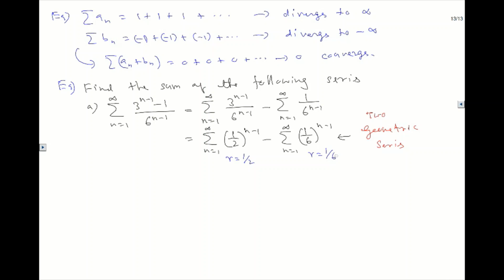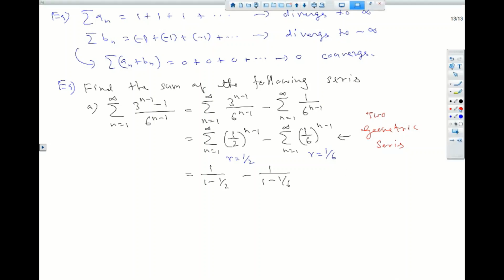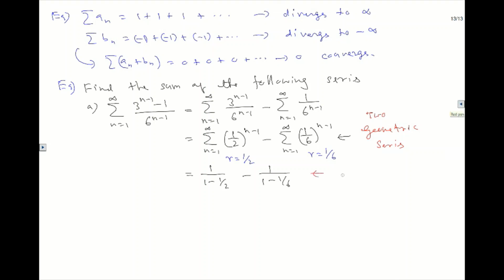Okay, so if you use the sum formula, you can see that this is 1 over, that's the first term. To get the first term, plug in n equal 1. When you plug in n equal 1, you're going to get (1/2)^0, that means 1. So 1 over 1 minus r, that means 1 over 1 minus 1/2, minus, here the first term, same, when you apply n equal 1, you're going to get (1/6)^0, that means 1. So it's 1 over 1 minus 1/6. So where is this coming from? We know that S infinity is a over 1 minus r.